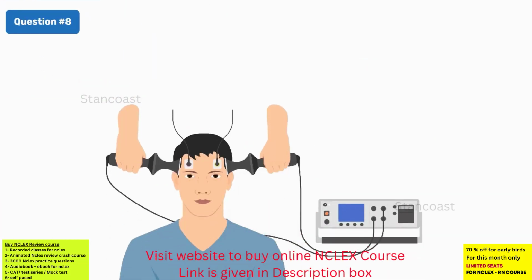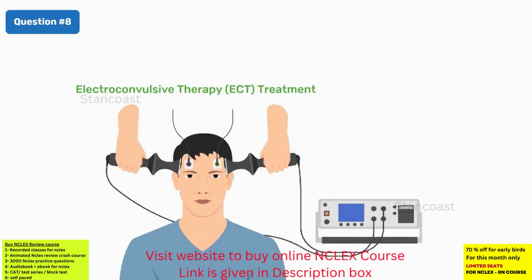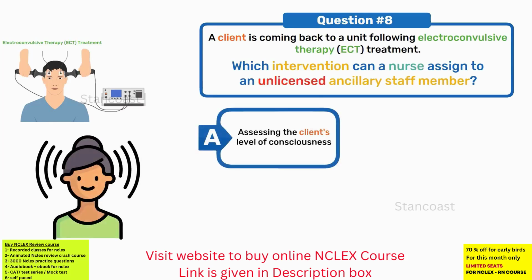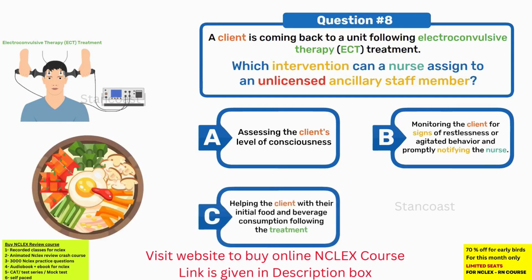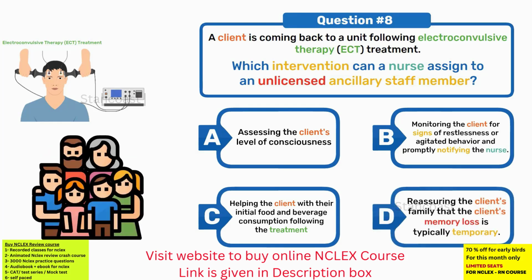A client is coming back to the unit following electroconvulsive therapy, ECT treatment. Which intervention can a nurse assign to an unlicensed ancillary staff member? A. Assessing the client's level of consciousness. B. Monitoring the client for signs of restlessness or agitated behavior and promptly notifying the nurse. C. Helping the client with their initial food and beverage consumption following the treatment. D. Reassuring the client's family that the client's memory loss is typically temporary.